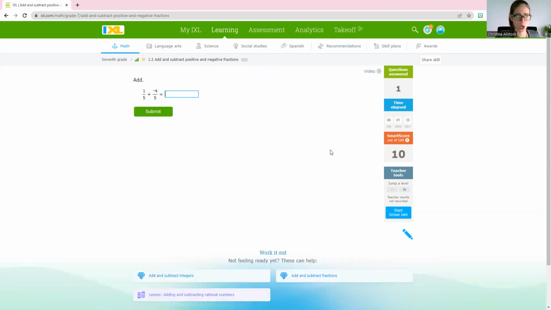All right, let's try this one. So now we do have a signed fraction. We have a positive 1/5 and a negative 4/5. So when I look at these, even though one is positive, one's negative, I still need to make sure that they have like denominators. And thankfully they do. So that means we can just get started right away.